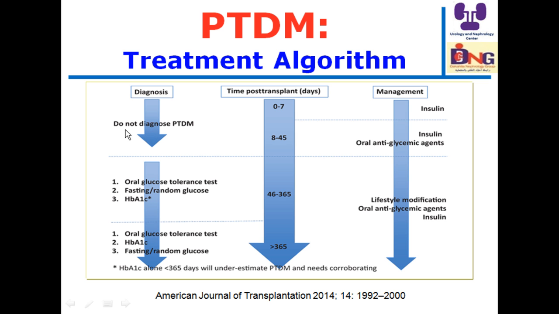So if we diagnose hyperglycemia in the first week, the treatment is insulin exclusively. Between 8 to 45 days, insulin and oral anti-hyperglycemic agents. If it's beyond this time interval, lifestyle, oral antidiabetics, and insulin, like the treatment of type 2 diabetes.